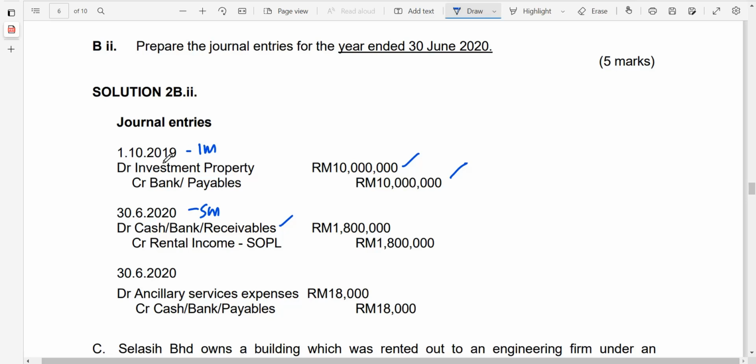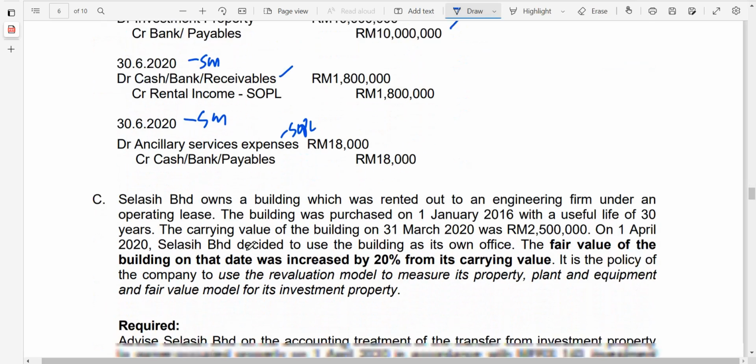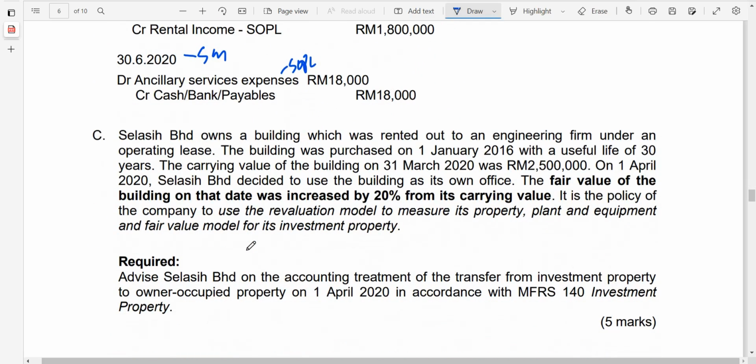And another one is ancillary service expense, which is an expense that will be in the SOPL as well, 18,000, and that is for the journal entry. Next one, you have the question relating to Selassie, which is part C.